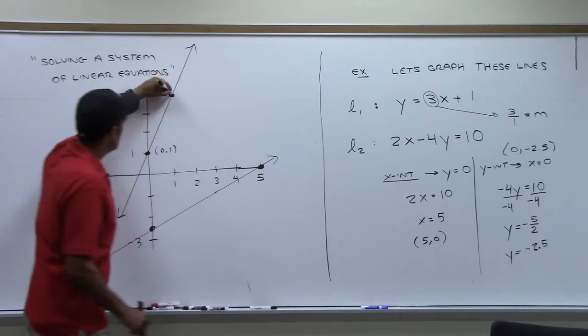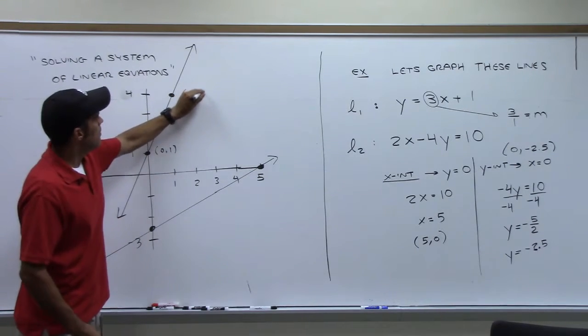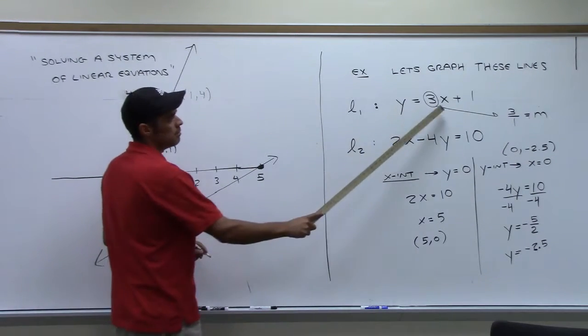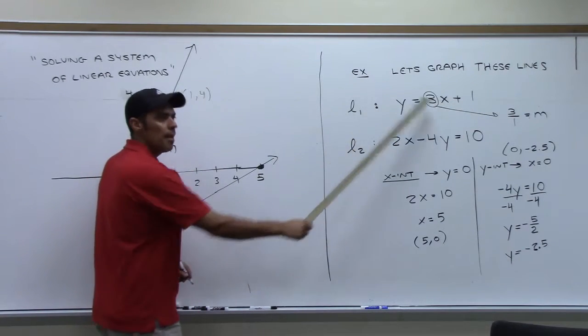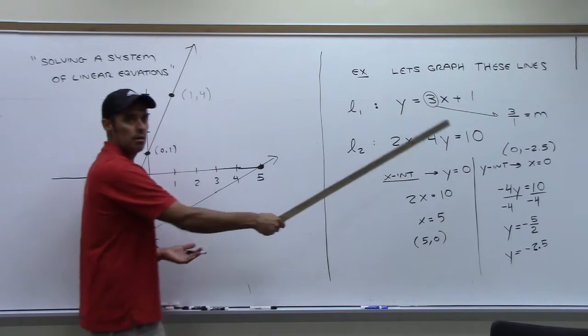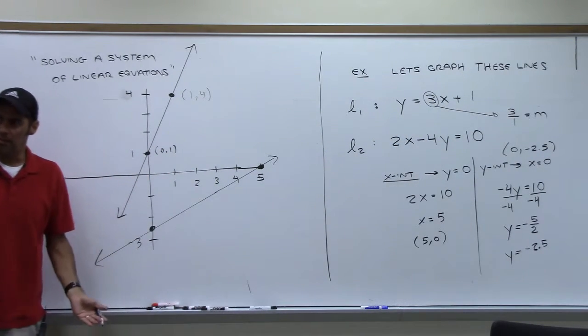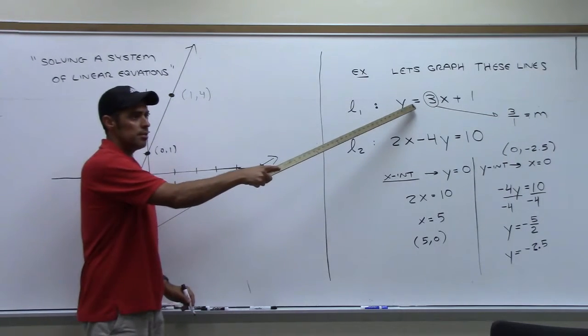How about this point right here? What's this point? Was it 1, 4? If I plug in 1 for x right here and 4 for y, won't that be a true statement? It'd be 3 times 1 plus 1 is 4, and the left and right sides would be the same. So these two points satisfy that first equation.